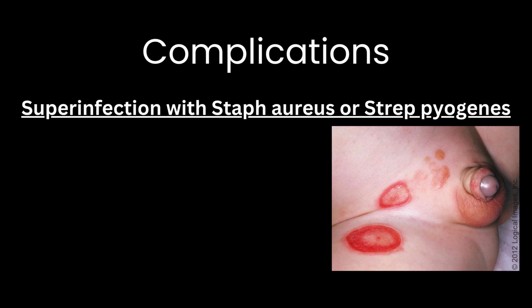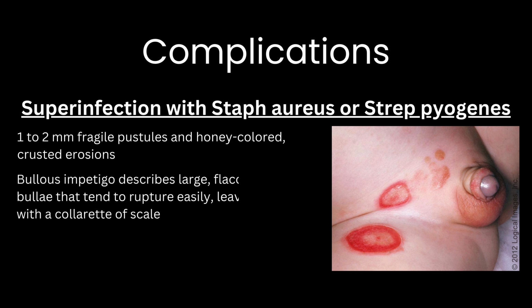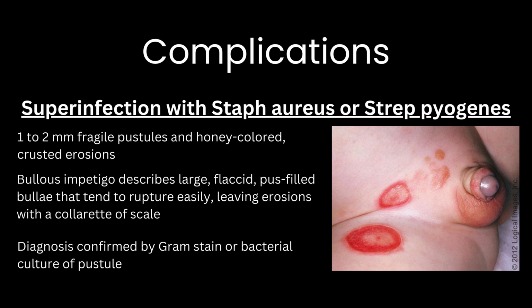Secondary infection from Staphylococcus aureus or Streptococcus pyogenes may also develop in the diaper region, the hallmarks of which include impetigo, 1 to 2 mm fragile pustules, and honey-colored crusted erosions. Bullous impetigo describes large flaccid pus-filled bullae that tend to rupture easily, leaving erosions with a collarette of scale. Gram stain and bacterial culture of a pustule should be performed to confirm the diagnosis. Infants with bacterial diaper dermatitis who are febrile or have systemic symptoms like irritability, lethargy, or hypotonia require additional evaluation and treatment.